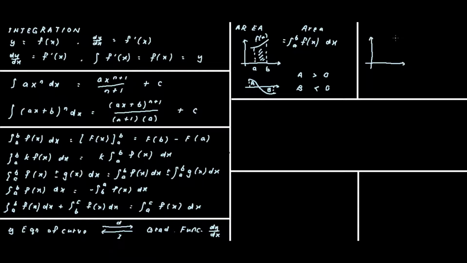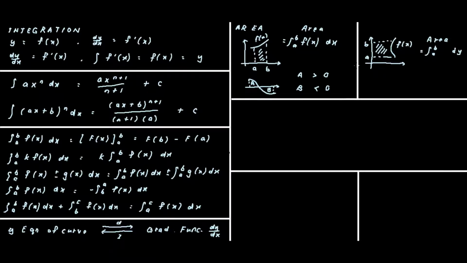The second type is the other one, where the x-axis now becomes the y-axis. It's an area bounded by a curve f(x), the y-axis, and the lines y equals a and y equals b. When you want to find the area, the limits will be a to b also. You can't do f(x) dx anymore because you will need to integrate with respect to y.